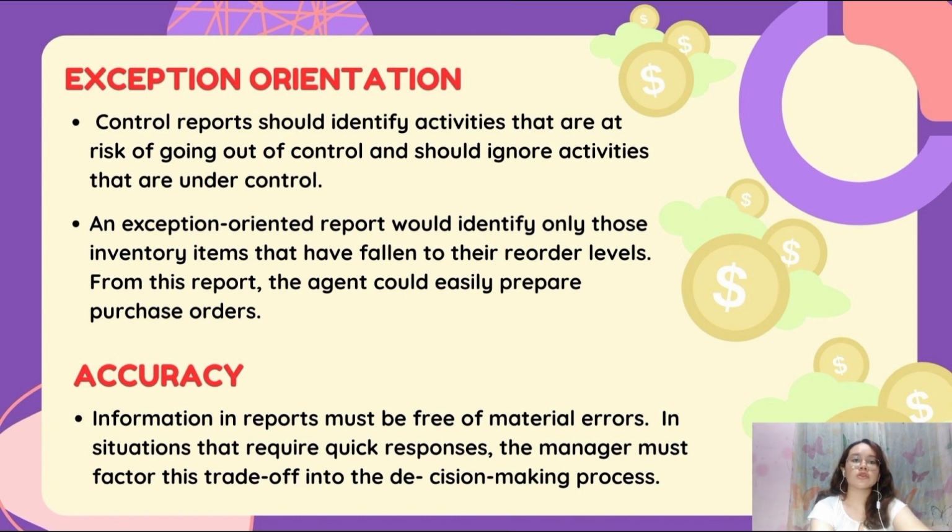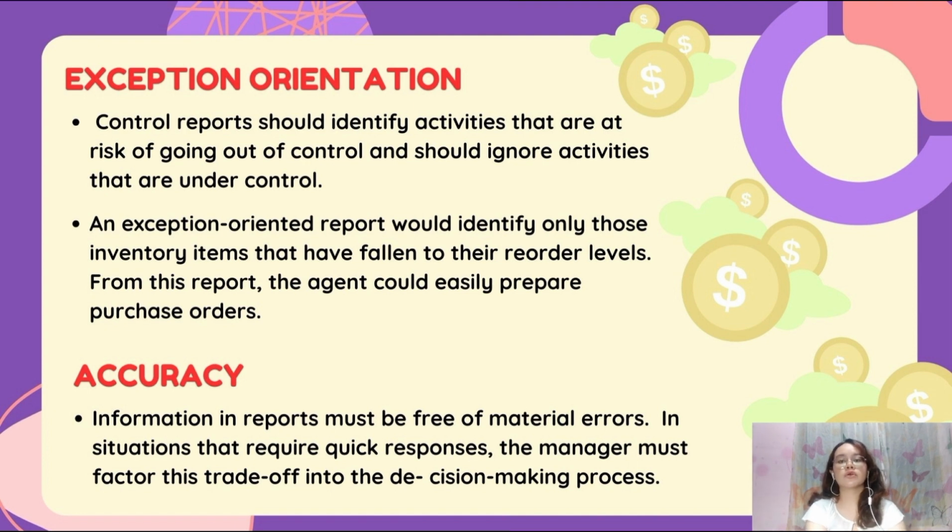Suppose a purchasing agent is in charge of ordering 10,000 different items for an inventory. For instance, in order to find the few items that require reordering out of the 10,000, the agent would have to go through the 10,000 items if they were given a daily report with the exact balances of each item. Hence, an exception-oriented report would identify only those inventory items that have fallen to their reorder levels or points. From this report, the agent could easily prepare purchase orders. So, exception orientation should be considered in a report.